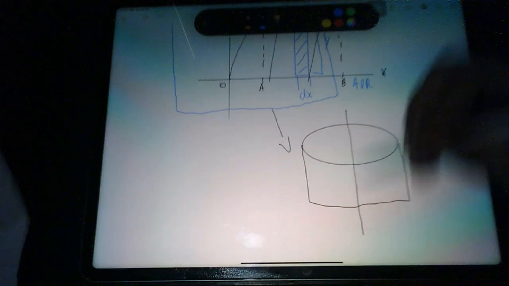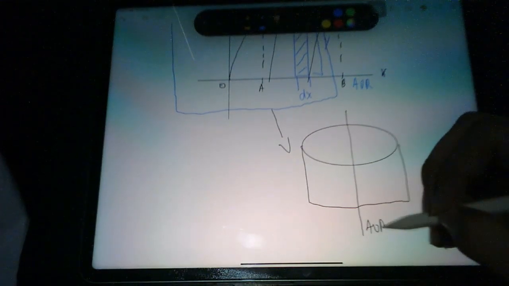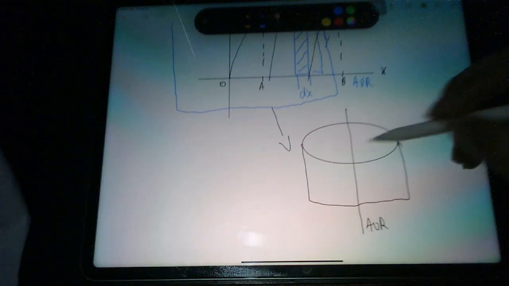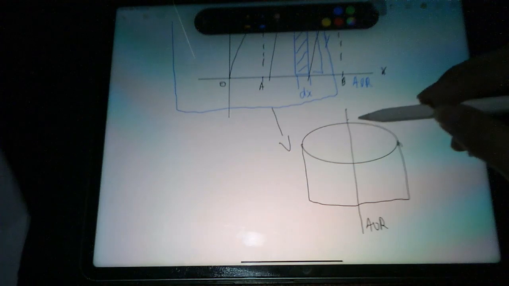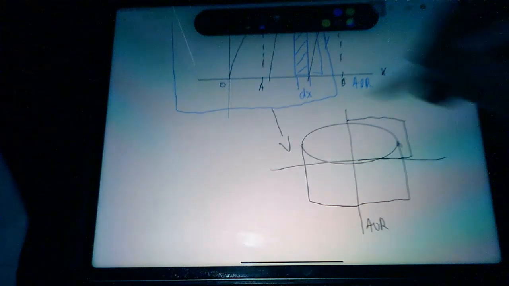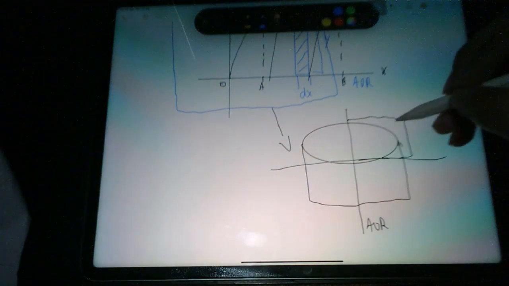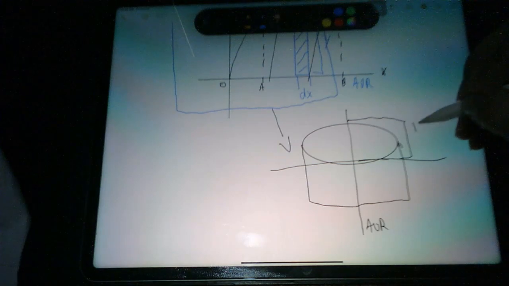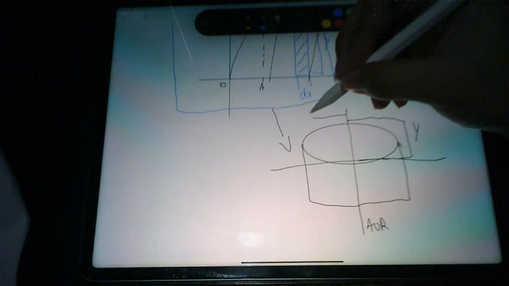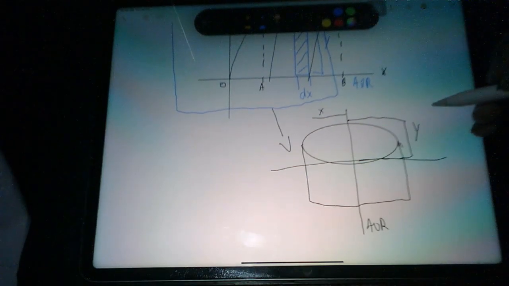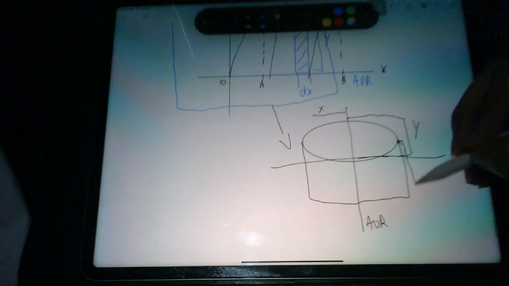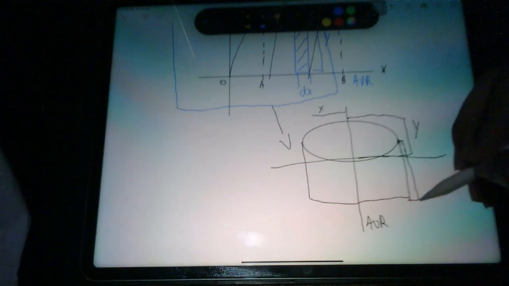So this is our area of rotation, and the height of this cylindrical tin can is just equal to y. Let's say this is our x-axis and this is the y-axis. So the height of this is just equal to y, and this part here is our x, and let's say this is our vertical strip from earlier, and the thickness of this is just dx.